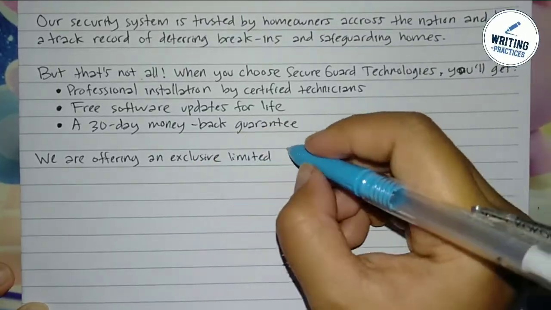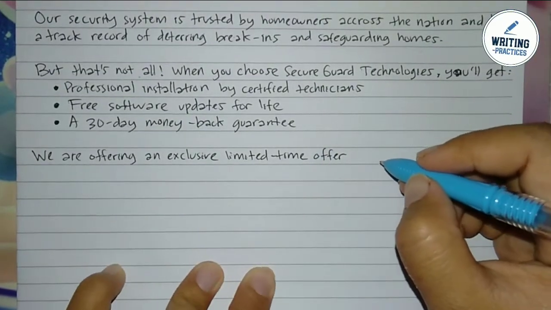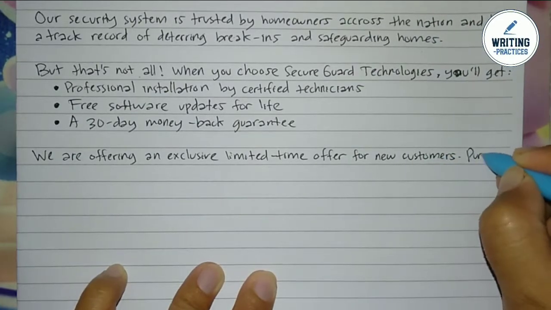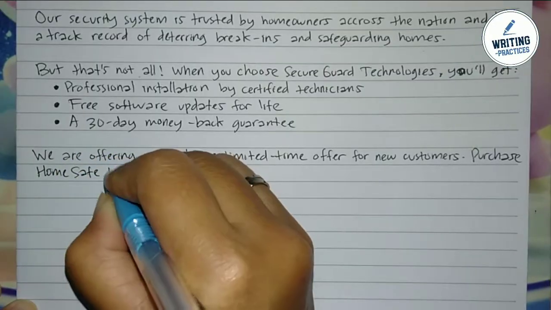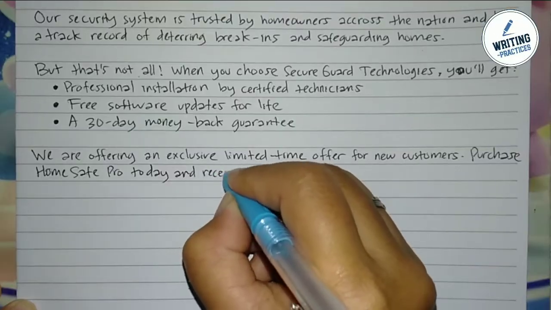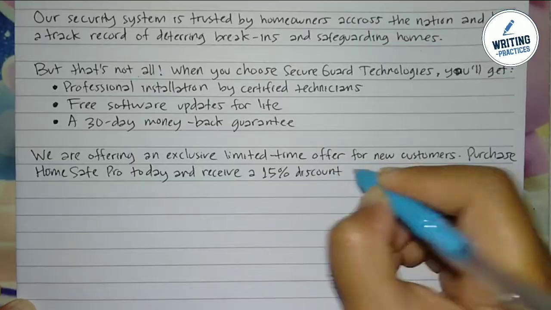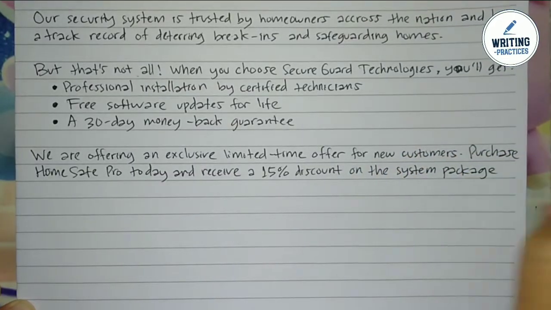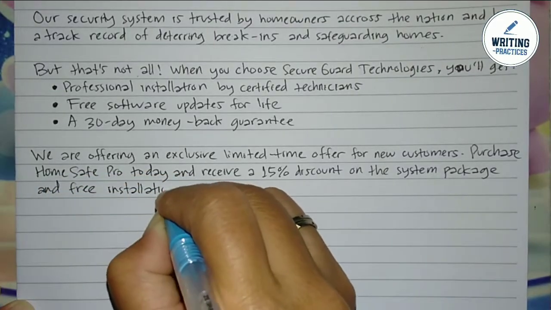In the fifth paragraph, this is where you start giving a call to action or CTA. Here, you need to clearly state what action you want the recipient to take. In this case, it is important that you use strong and compelling language to encourage the desired action. "We are offering an exclusive limited-time offer for new customers. Purchase HomeSafe Pro today and receive a 15% discount on the system package and free installation by our expert team. Ready to fortify your home security and enjoy peace of mind? Don't miss out on this opportunity."